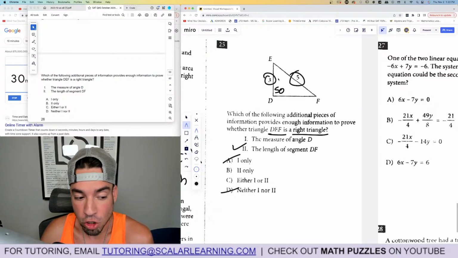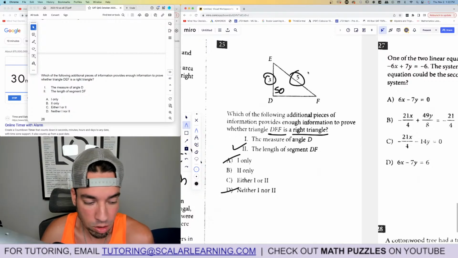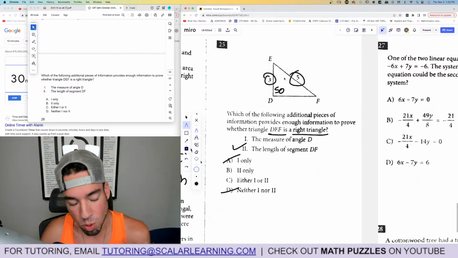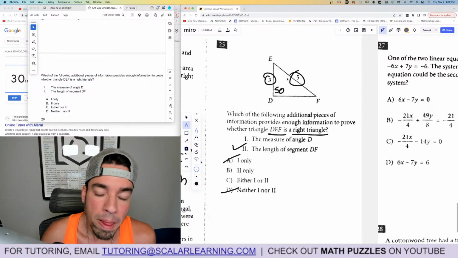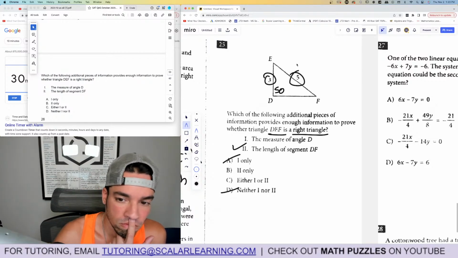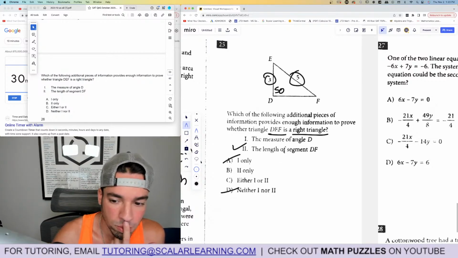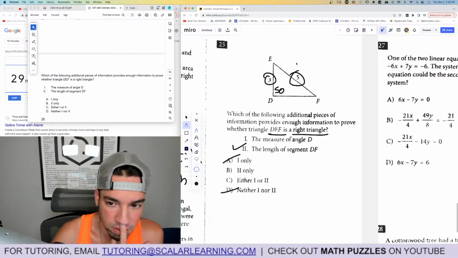Because it's not one of our triangle congruence theorems: angle-side-angle, side-angle-side, side-side-side. Well, also hypotenuse-leg, like these other ones. Side, side, side would be DF. So yes, that would be definitive. I'm going to say just 2 only.